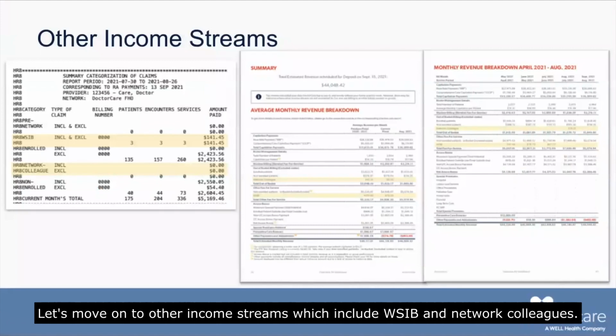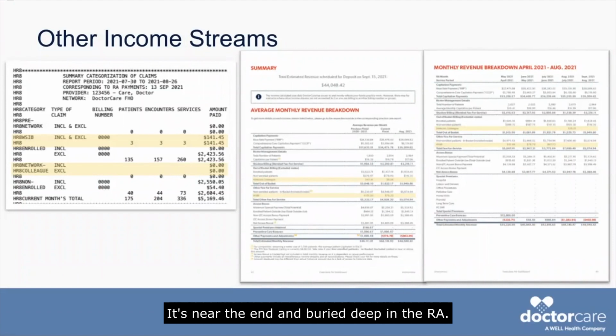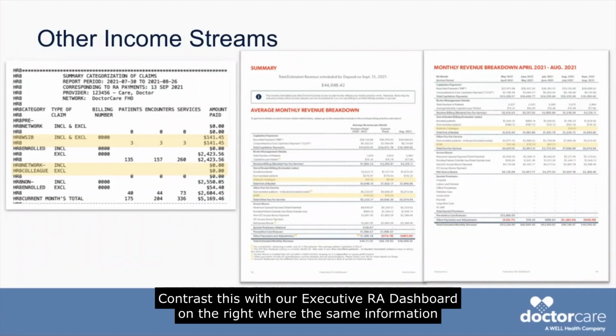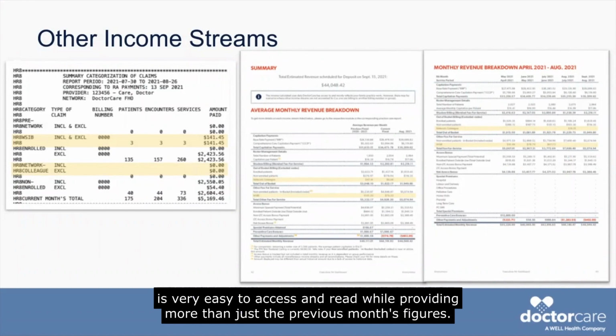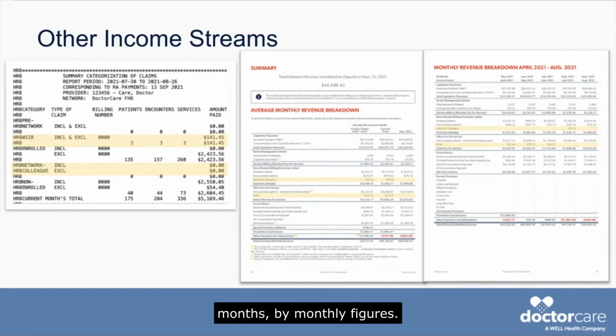Let's move on to other income streams, which include WSIB and network colleagues. On the left, you can see how this section appears in the Ministry RA. It's near the end and buried deep in the RA. Contrast this with our Executive RA dashboard on the right, where the same information is very easy to access and read, while providing more than just the previous month's figures. We provide the current and previous fiscal year data, as well as report on the previous 5 months by monthly figures.